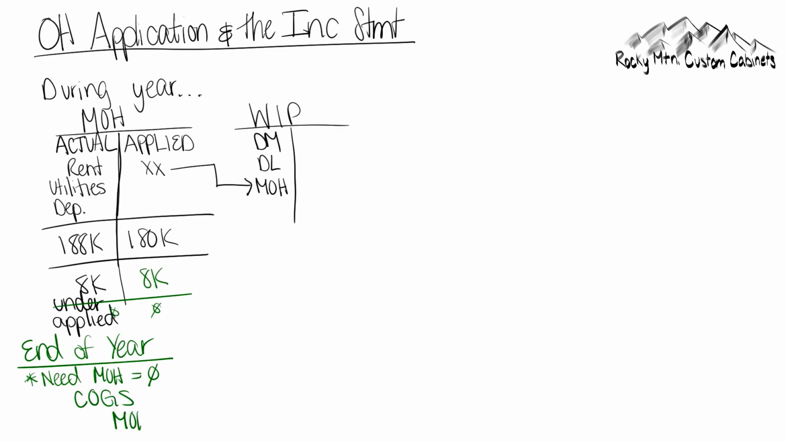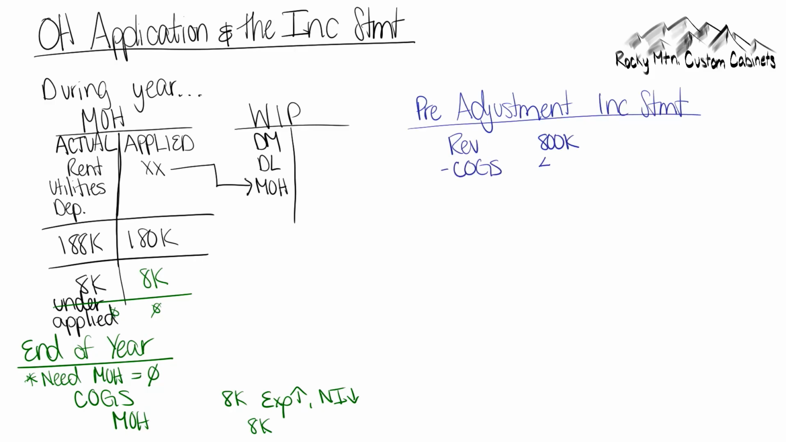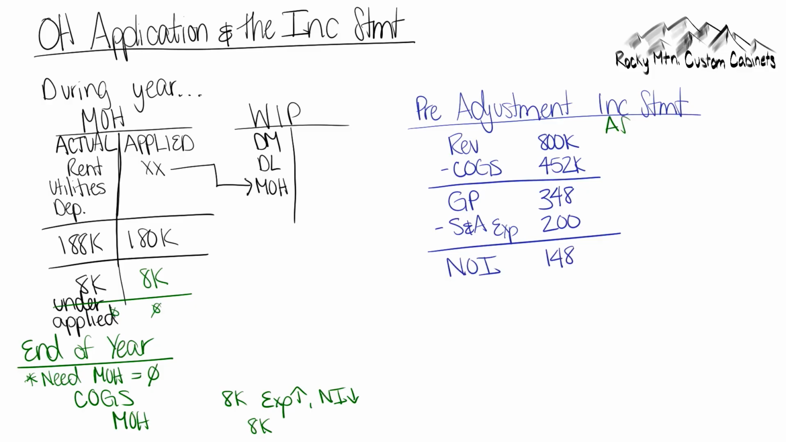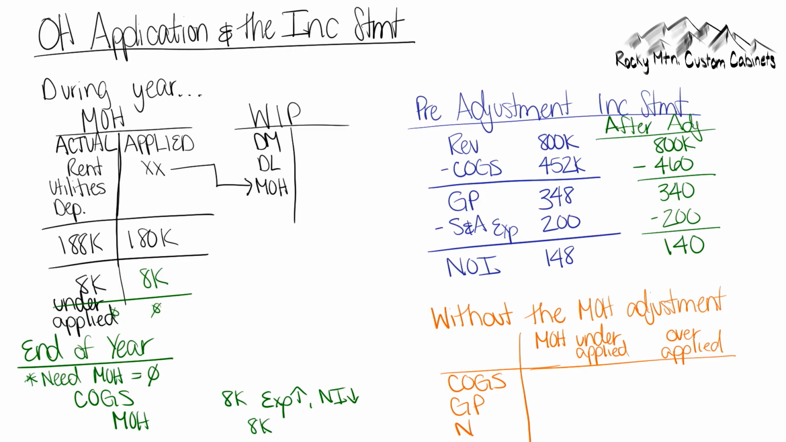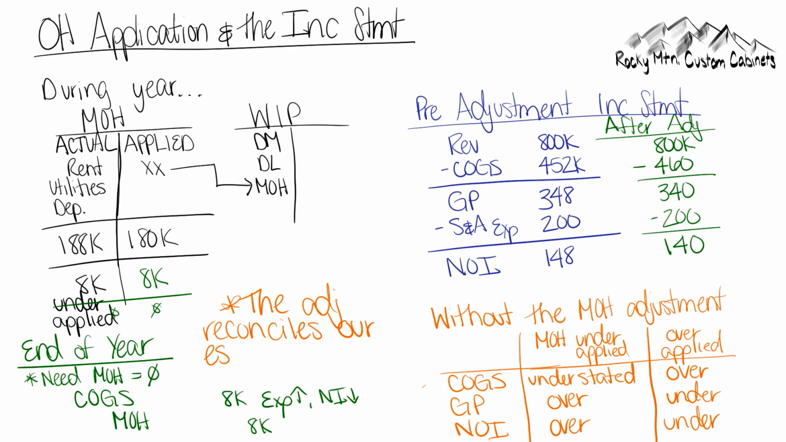The year-end adjusting entry closes this balance. We'll debit cost of goods sold for $8,000 and credit manufacturing overhead for the same $8,000. This increases cost of goods sold by that $8,000 on the income statement, reducing gross profits and net income accordingly. If overhead had been over-applied, the entry would reduce cost of goods sold. For external reporting, this adjustment is required to ensure the income statement reflects actual costs rather than estimated ones.